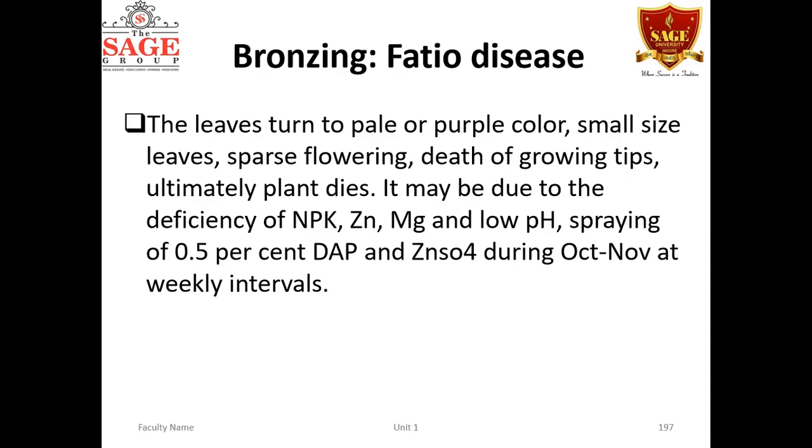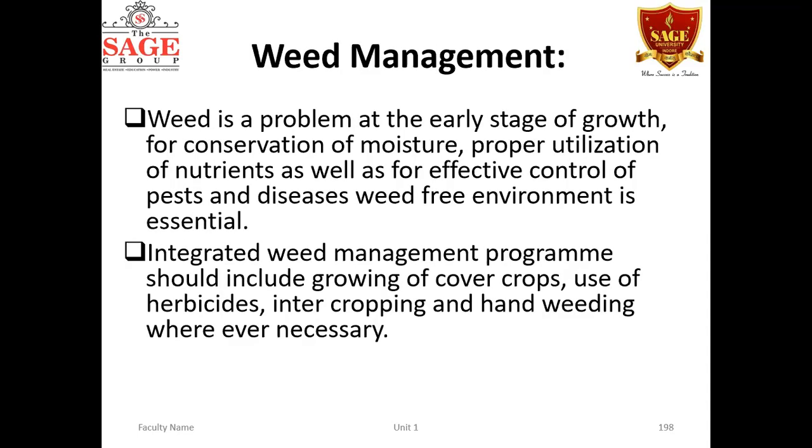So here is one. This is bronzing, or it is also called Fatio disease. Leaves turn pale or purple in color and small in size. There will be sparse flowering and death of young growing tips. Ultimately, the plant will dry. This may be due to the deficiency of NPK, zinc, magnesium, or low pH. Spraying of 0.5% DAP, diammonium phosphate, or zinc sulfate during October, November at weekly interval will improve this infection.